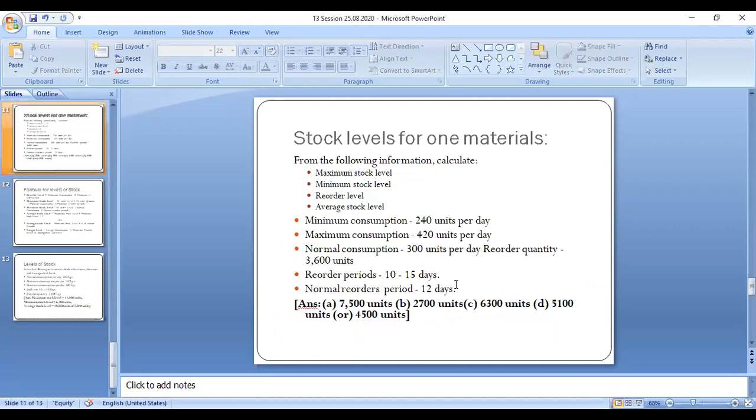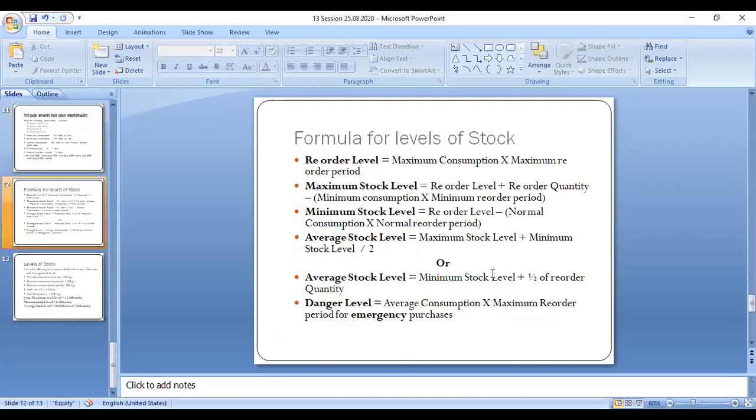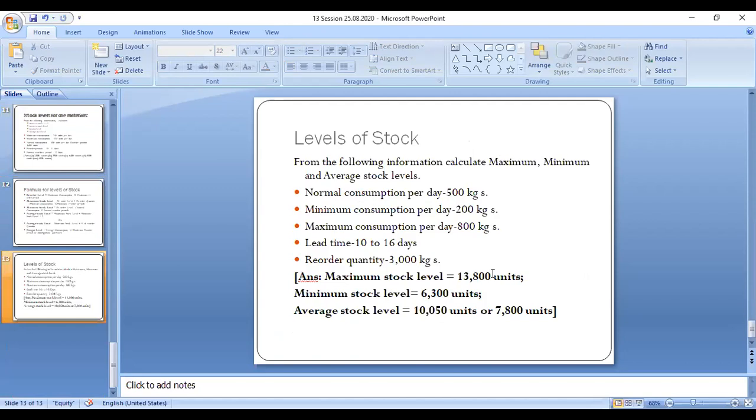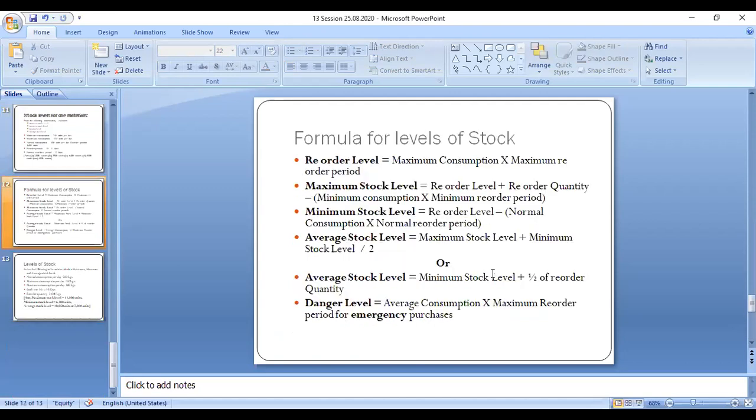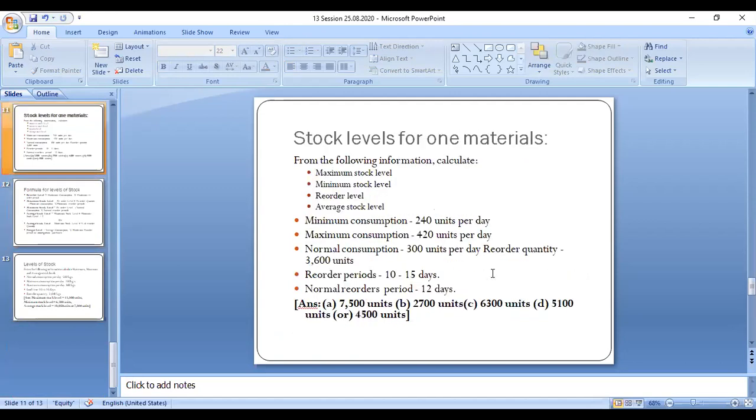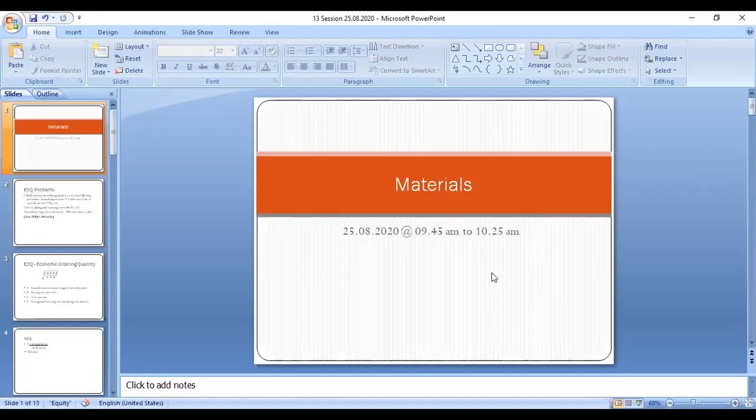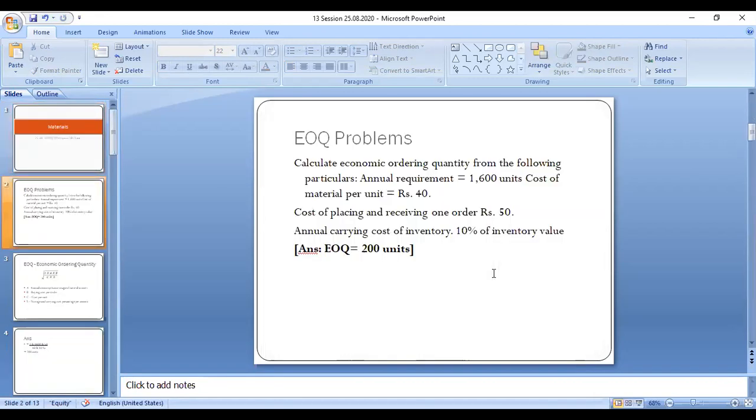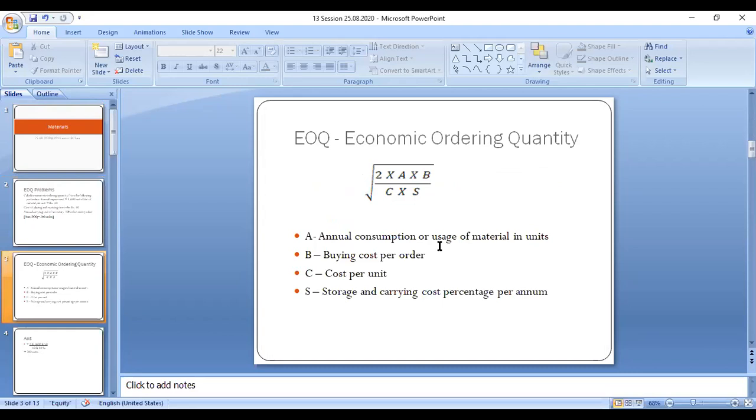Next, again, this is a case with stock levels for one material and stock levels for another material. Two materials will be given, or one material will be given. Now, this is the EOQ. I will go with the EOQ. This is the first case. Four values will be given, and you have to apply this formula. You have to remember this formula, always keep it in your mind when you go for writing the exam.